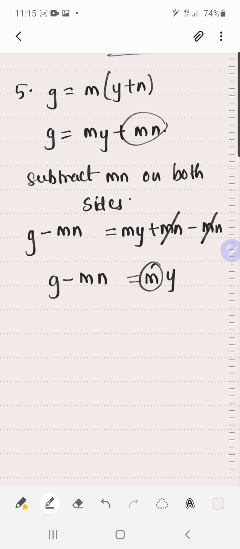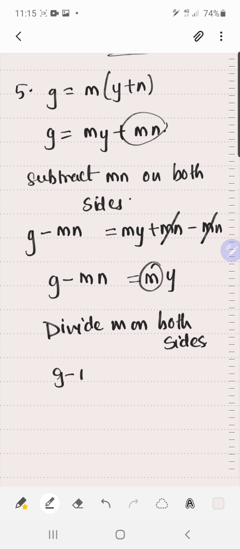Now I want to eliminate m. m is in multiplication with y, so we have to divide by m on both sides. Once it gets divided, it will get eliminated. So g minus mn upon m is equal to my upon m. So your answer is something like this: y is equal to g minus mn upon m. Clear?